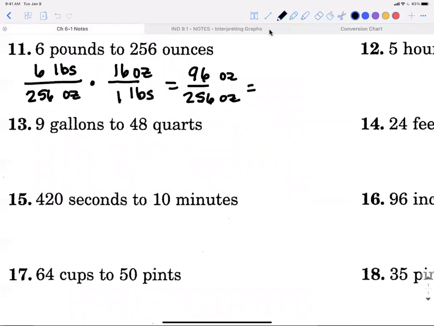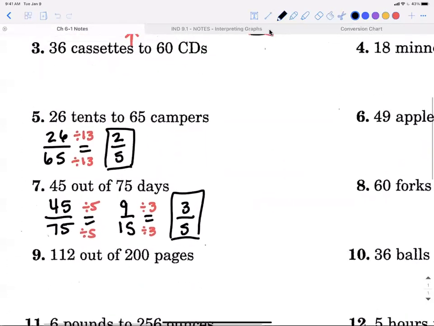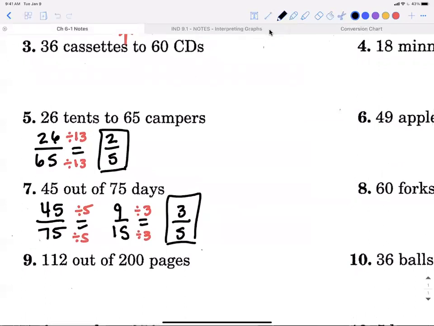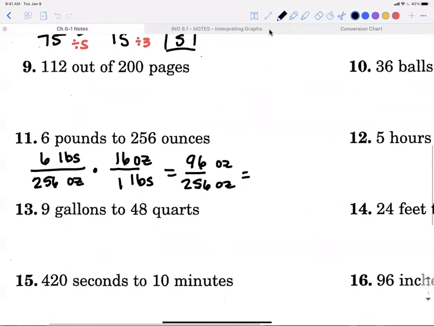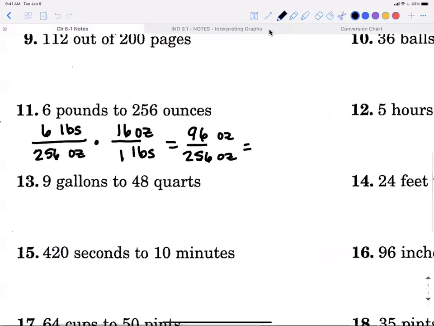So now I can reduce. You cannot reduce until you get matching measurements. And this only applies when it's a conversion of some sort of measurement: pounds, pints, quarts, minutes, hours, miles, something like that, right? You're not going to worry about that up here. Tenths to campers. Can I convert tenths to campers? Right? Doesn't work. Can I convert pencils to erasers? No. So it doesn't apply when you're just comparing two things. But when you are comparing measurements, ounces, pounds, gallons, quarts, you can see them here, right? Cups, pints, minutes, seconds. That's when your conversion has to happen.